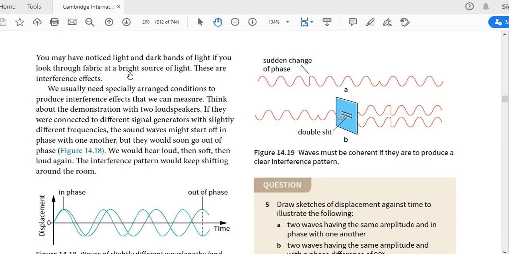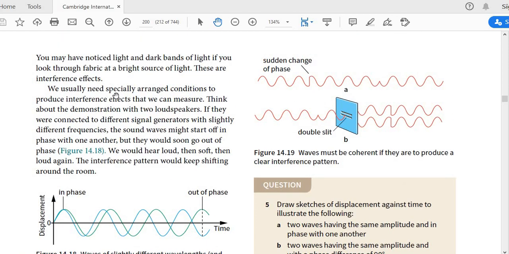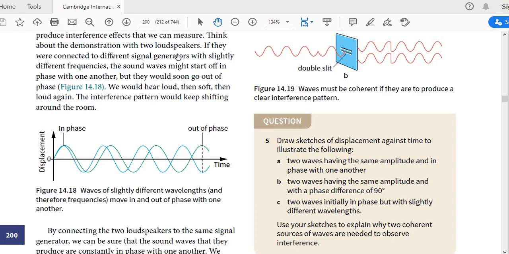Okay, so here it is actually explaining now. We usually need specially arranged conditions to produce interference effects that we can measure. Think about the demonstration with two loudspeakers. If they were connected to different signal generators with slightly different frequencies, the sound waves might start off in phase with one another.